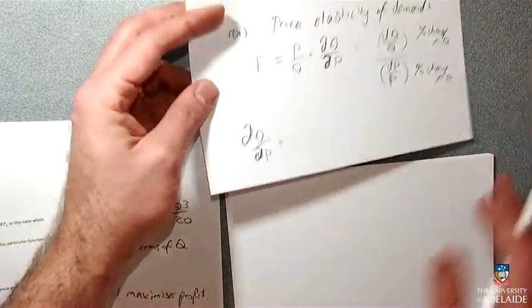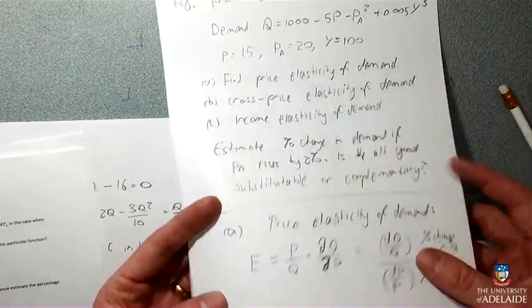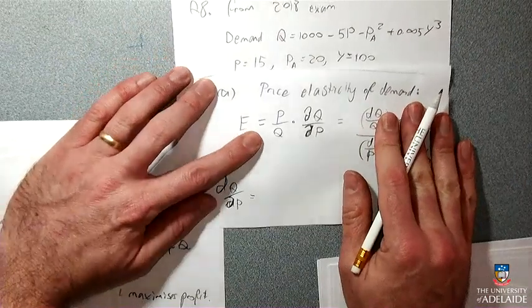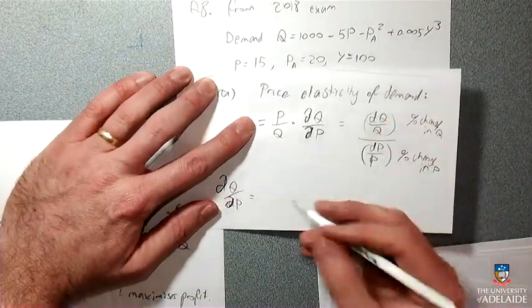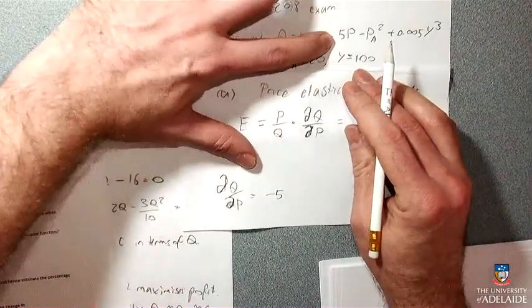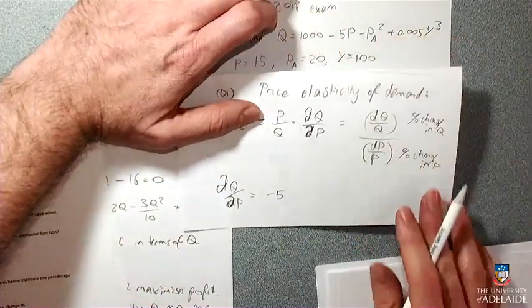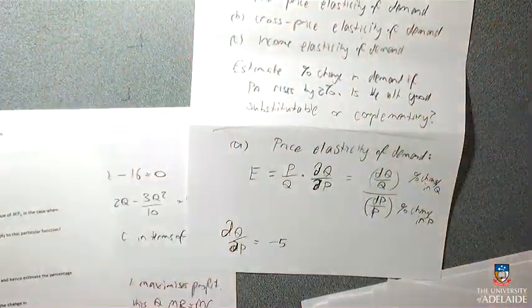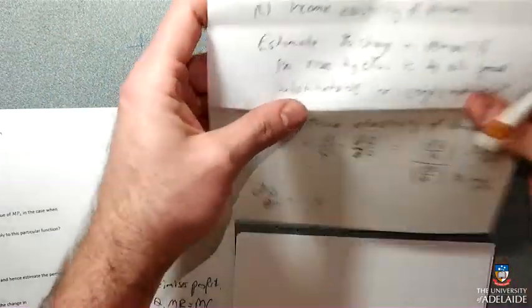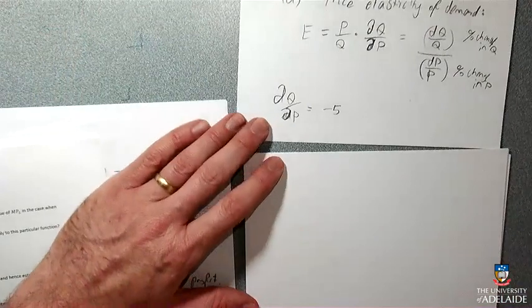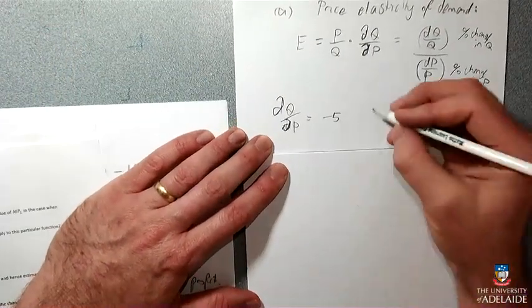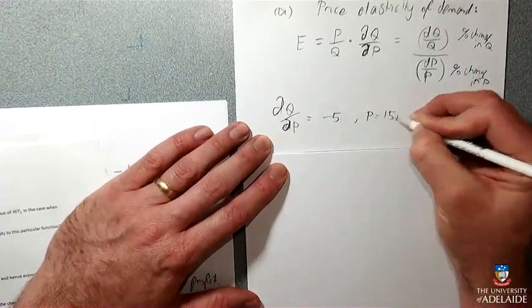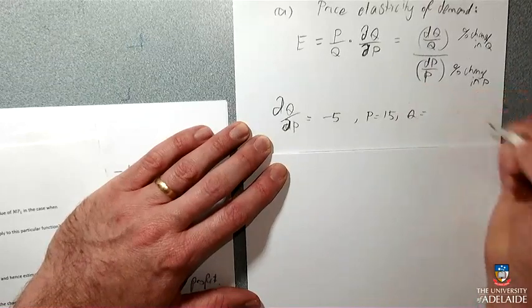So the 1,000... Right. The 1,000 will go away. That'll be a minus 5 from the 5p. That'll go away, it's just minus 5. Cool. That was easy. Hope that doesn't stuff my photocopier later. Okay. So, and we also knew that the p was 15 and the q was, well, we need to know what the q is.